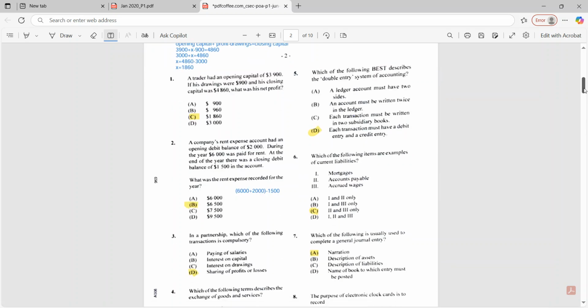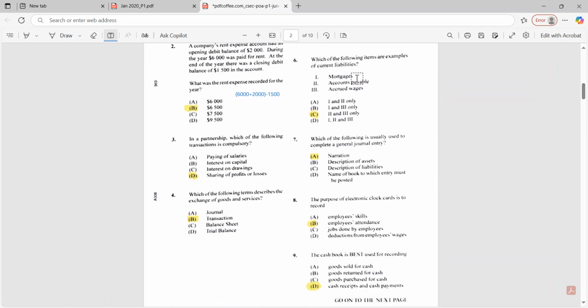Number 6. Which of the following items are examples of current liabilities? Now we know that mortgages are paid off within 30 years, and a current liability should be paid off within 12 months, right? So a mortgage cannot be a current liability, it has to be a long-term liability. An accounts payable, that is a current liability. And accrued wages, those are expenses owing. Now, prepaid expenses, those are assets, but expenses owing are liabilities. Therefore, our answer would be 2 and 3, which is C.